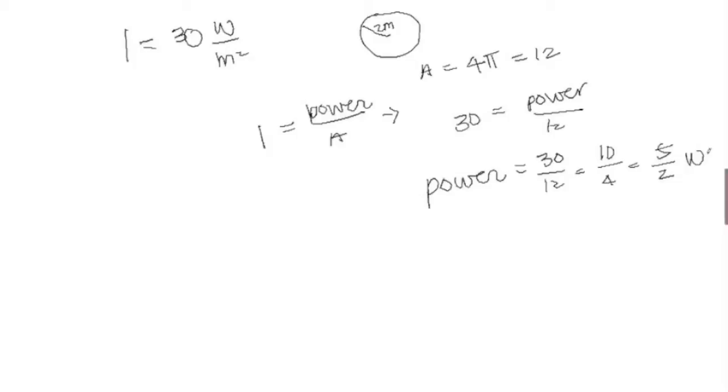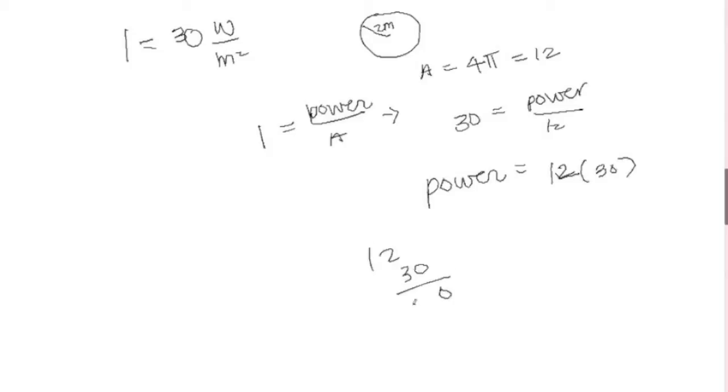Did you make a mistake? Yeah. Sorry. Good thing you checked. It should be 30 times 12. Okay, let's see this bigger. 12 times 30, which is 360 watts. Okay, better.